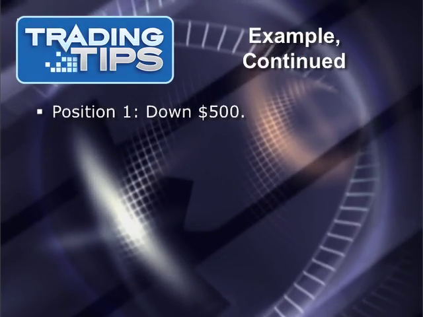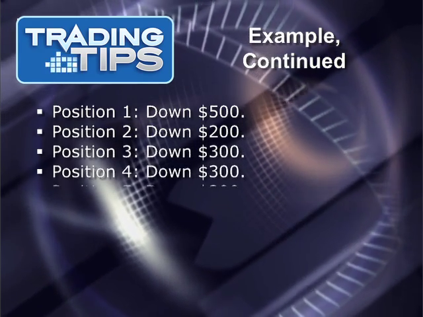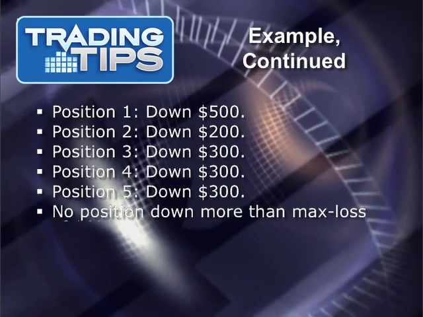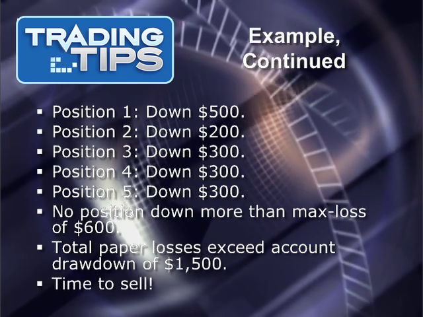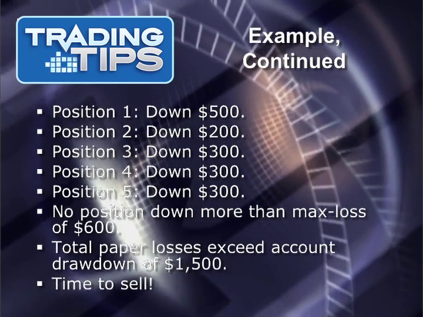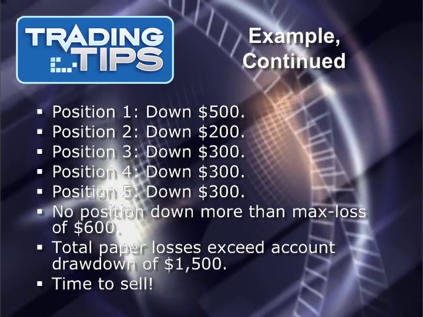So if one of your 5 positions was down $100, another was down $200, and 3 more were down $300 each, you'd be down $1,500 for the day without any of your positions being down to your maximum per trade loss of $600. In this case, it would be time to pull the plug on all these trades, call it quits, and live to trade another day.